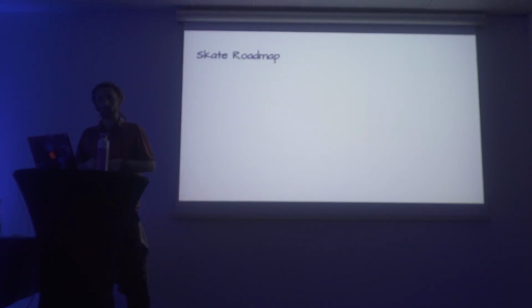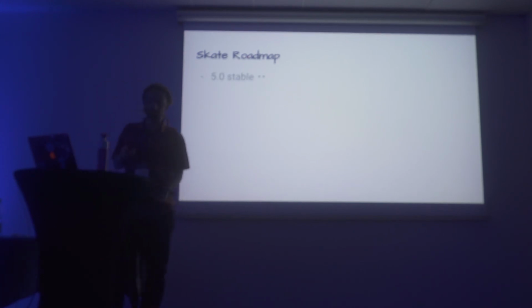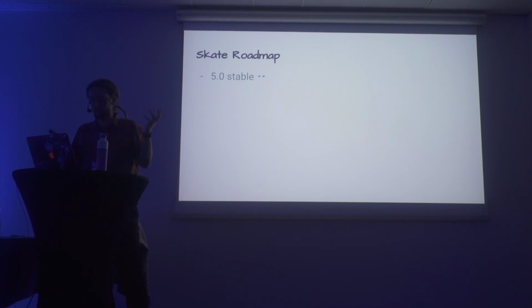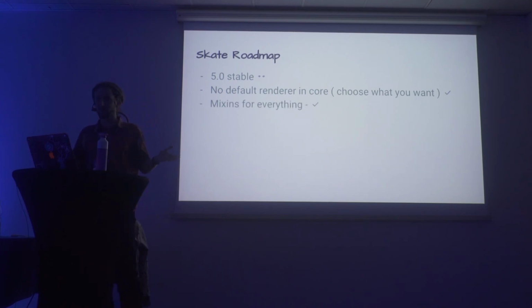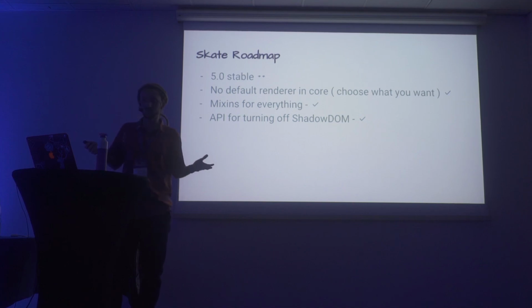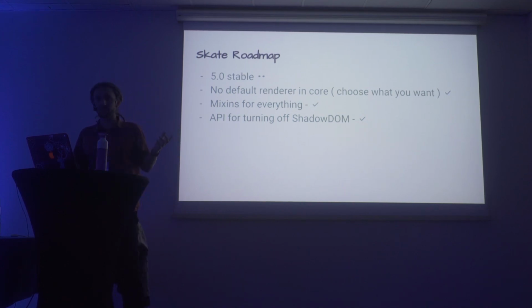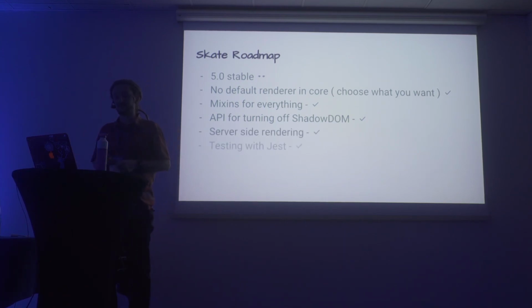Okay, so what's the Skate roadmap? Five stable, coming sometime soon, or I don't know, maybe. No default rendering core, that's done. Mixins for everything, done. API for turning off shadow DOM, done. This is also very important. Let's say you wanna implement web components for IE9. In IE9, the shadow DOM polyfill, I don't think it works, so this is a viable option for you. You can turn off shadow DOM, but still leverage the platform. Server-side rendering, done. Testing with Jest. Yep, you can test your web components with Jest. Anyway, the whole test suite for Skate is tested against Jest, which is pretty awesome.